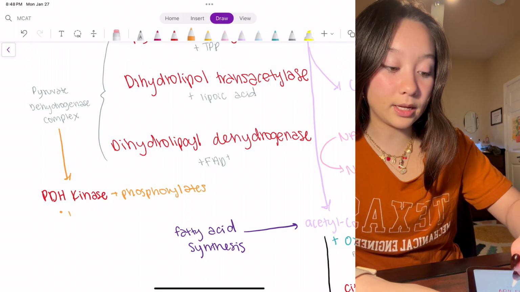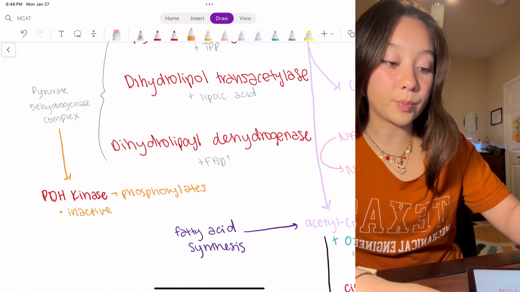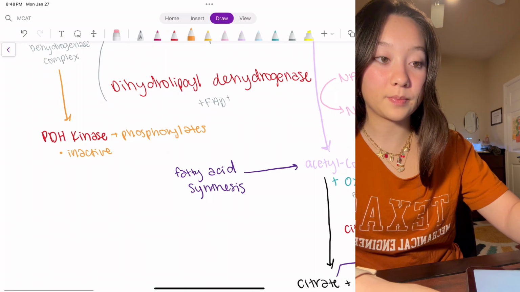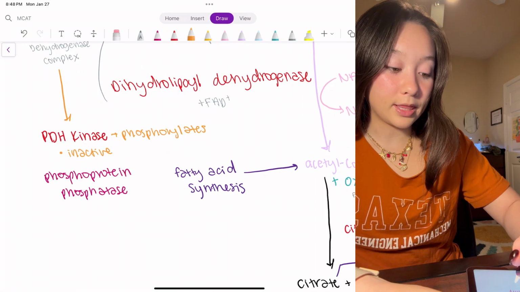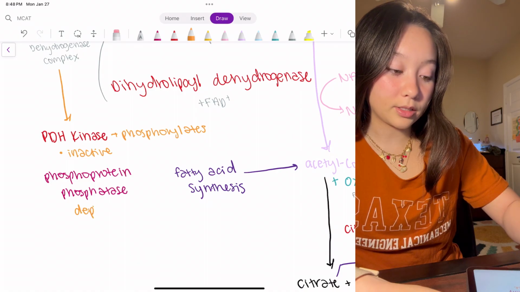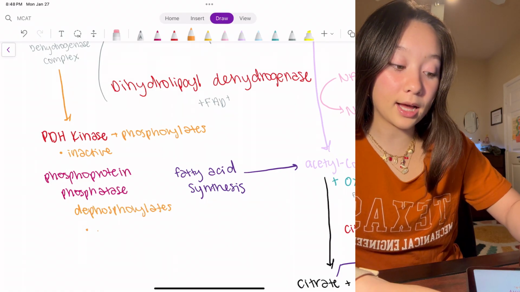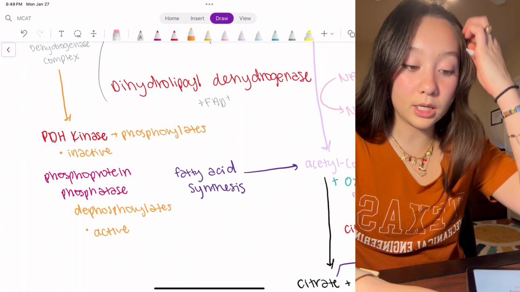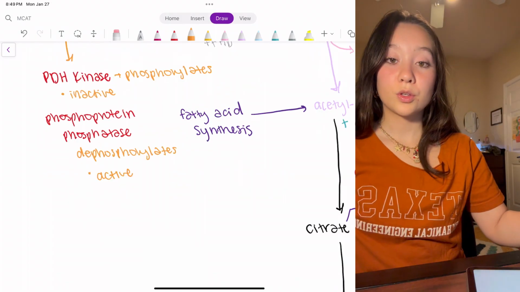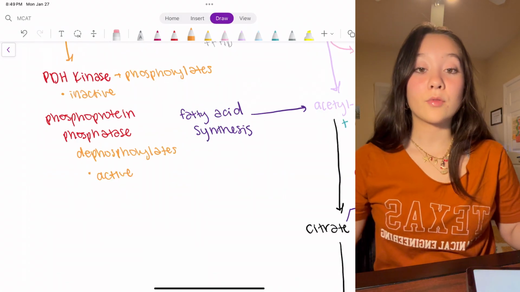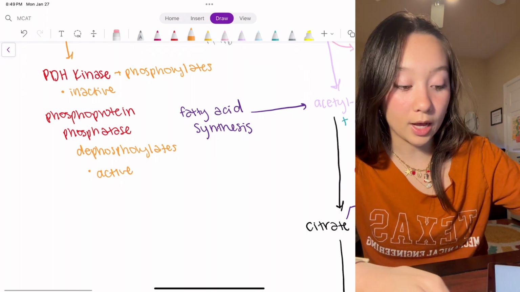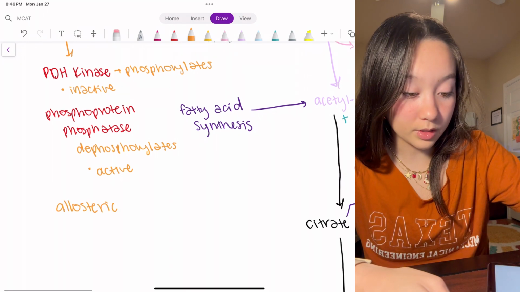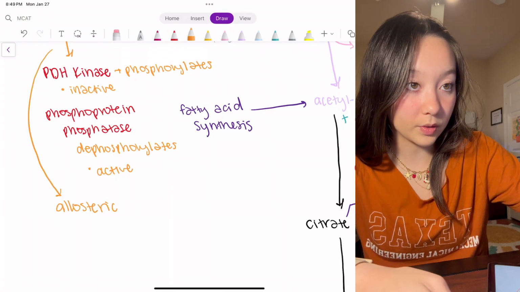of the pyruvate dehydrogenase complex. Now, the second enzyme is phosphoprotein phosphatase, and this dephosphorylates, and it makes an active form of the dehydrogenase complex. So those are just two different enzymes that have covalent control over this complex. But now if we're moving on to allosteric control of this complex, I'll put an arrow down here.